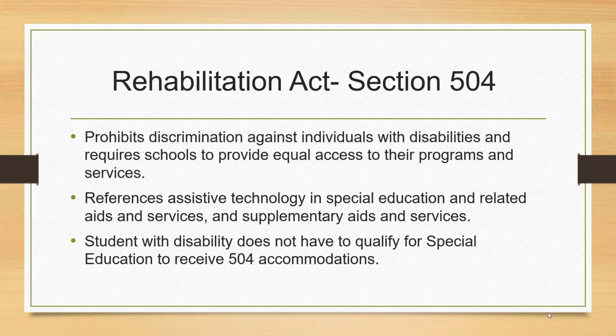The next law we'll look at is the Rehabilitation Act of 1973, which prohibits discrimination against individuals with disabilities and requires schools to provide equal access to their programs and services. Section 504 references assistive technology in special education, related aids and services, and supplementary aids and services. And something to consider is that a student is not required to be eligible for special education services to be protected under Section 504.